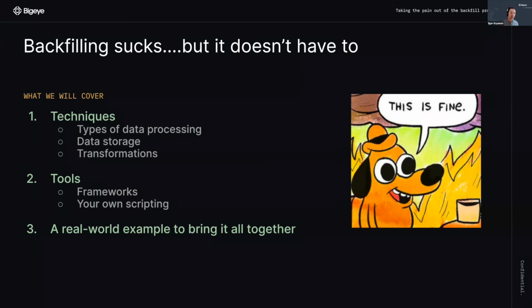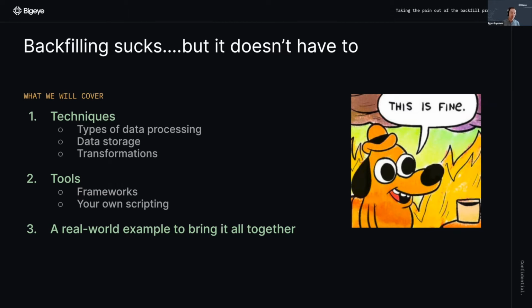So we're going to have three sections today. First one, we'll talk about techniques. So this is going to be how to process and store the data in order to have an easier time backfilling it, in order to not be stuck in a paradigm that makes it very complex to reprocess data historically.